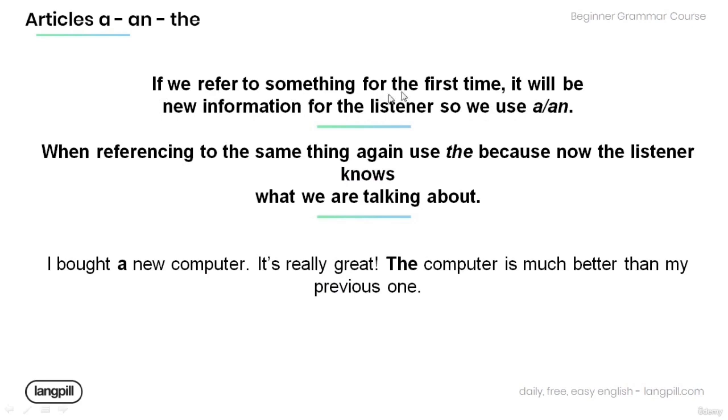And if we refer to something for the first time, it will be new information for the listener. And so we use a or an. And when referring to the same thing again, make sure to use the because now the listener knows what we are talking about. Have a look at the following sentence. I bought a new computer. It's really great. The computer is much better than the previous one. New computer, the computer.